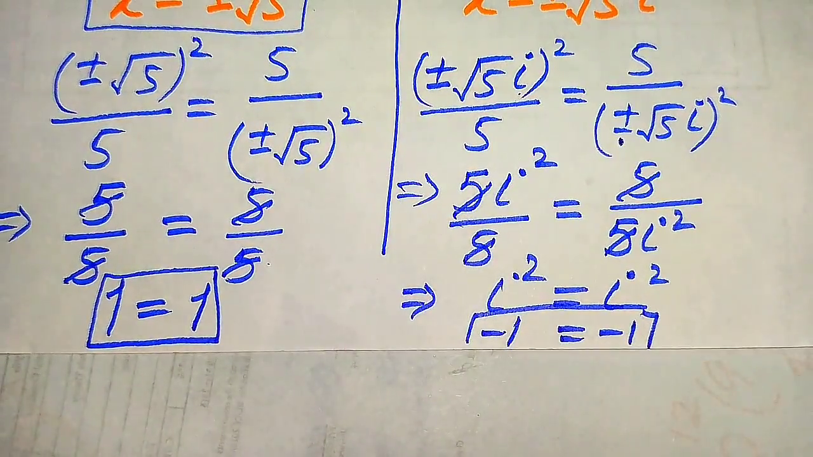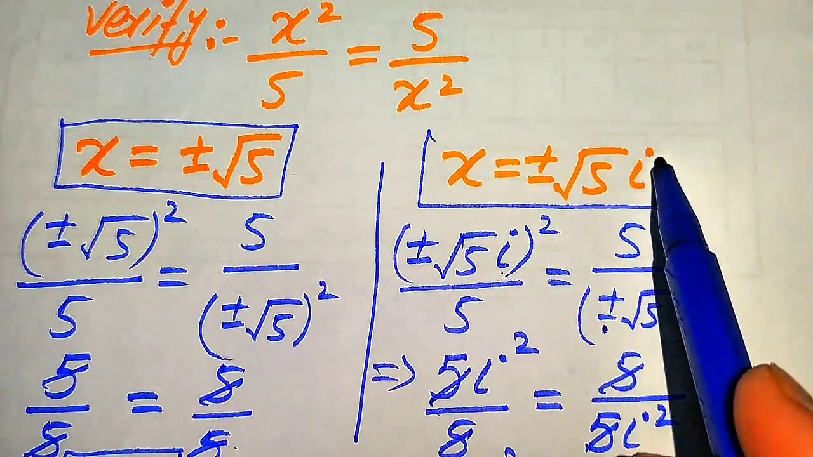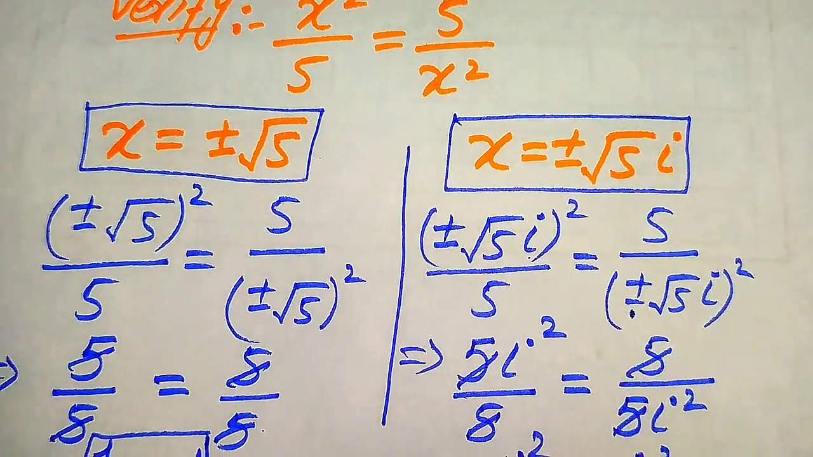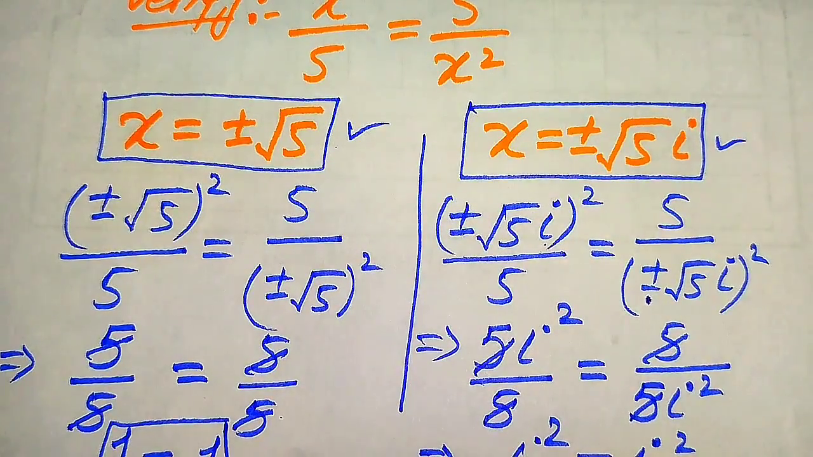So this shows that the value of x equal to plus minus square root of 5 iota also satisfies our given question statement. So these are the four solutions of the given equation.